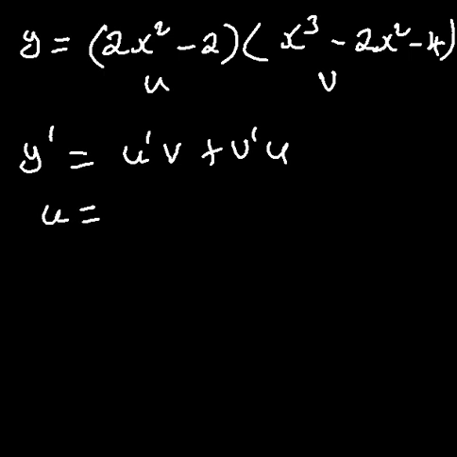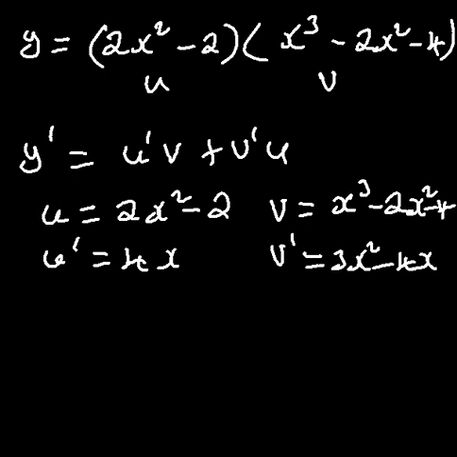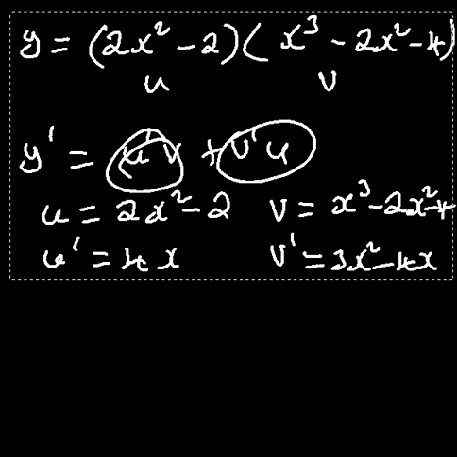So what is the u? We have it as 2x squared minus 2, and the u prime will be given as 4x. The other one has to be v. We'll have it as x cubed minus 2x squared minus 4. And what is the derivative of v? We'll have it as 3x squared minus 4x. So in this case we'll substitute into this formula and simplify where it is possible and necessary.